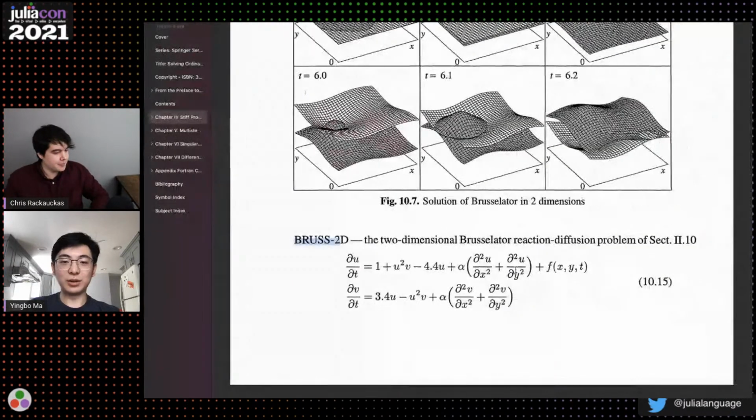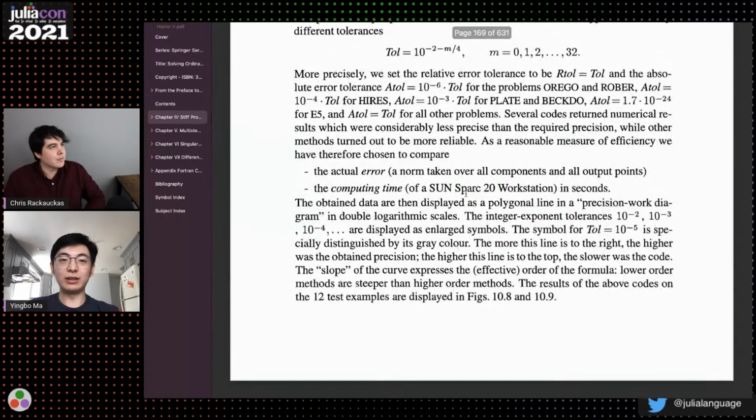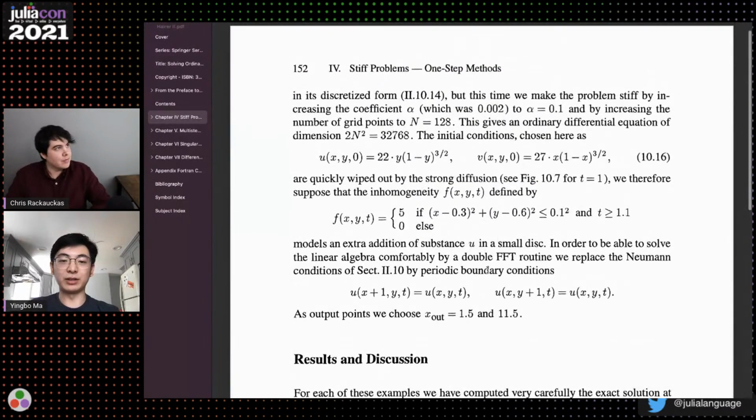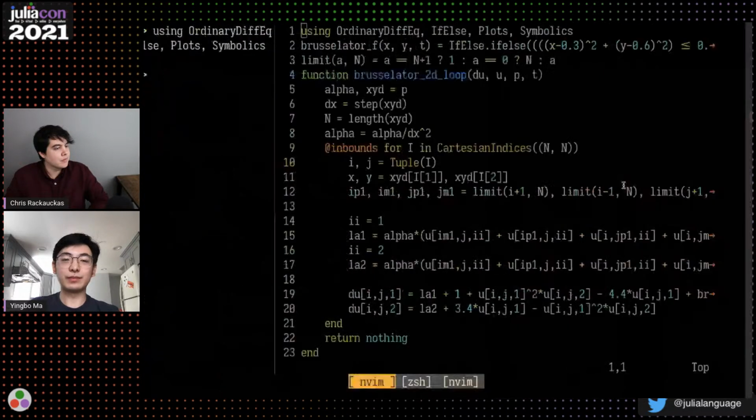Yep. So in here, there is a source term, and then this is the two-dimensional Laplacian. And then these are some nonlinear reaction terms. And then the boundary condition here is the periodic boundary condition. So basically the left edge is the same as the right edge, and the top edge is the same as the bottom edge. And then these are the initial conditions.